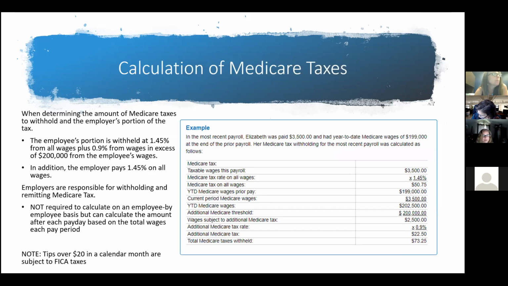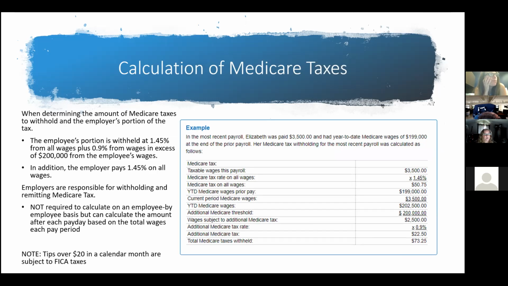Okay, so let's look at Medicare a little bit deeper. I told you that Medicare has a $200,000 limit, and it's not to stop Medicare taxes, it's so that you actually have to start paying more in Medicare taxes. So at $200,000, you have to start paying additional Medicare tax. The standard Medicare rate is 1.45%, as we've already talked about, and the additional Medicare rate is 0.9%.